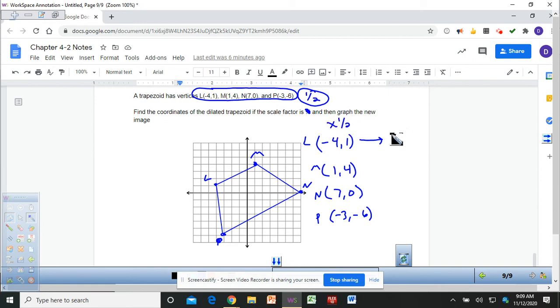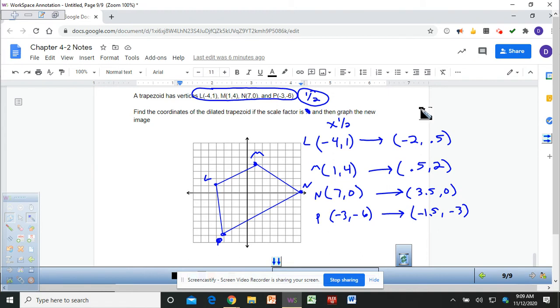Okay, so that would give me negative 2, 0.5. That's going to give me 2, 0.5. This one's going to give me 3.5, 0. And this one's going to give me negative 1.5, negative 3. And now I'm just going to graph them.